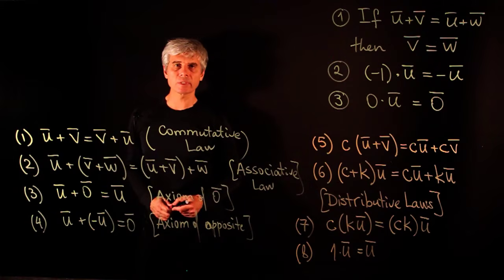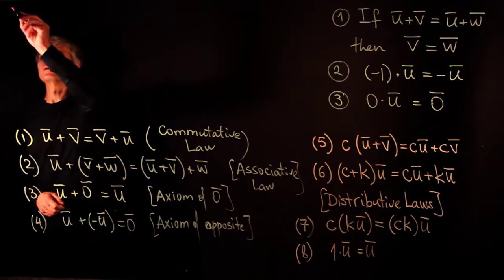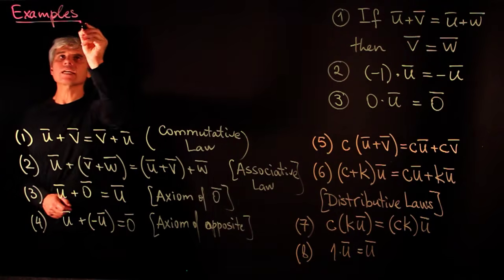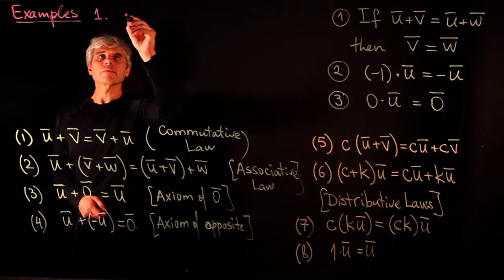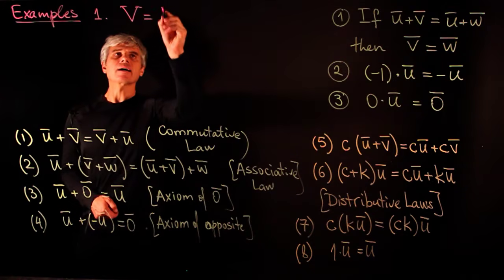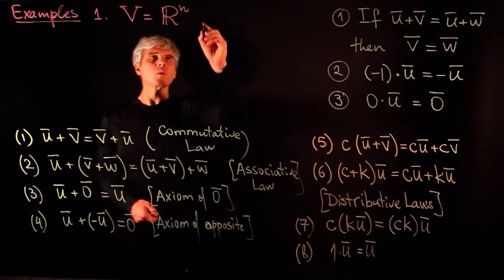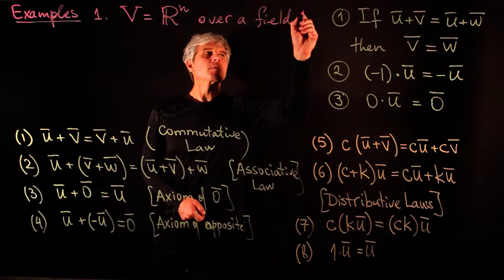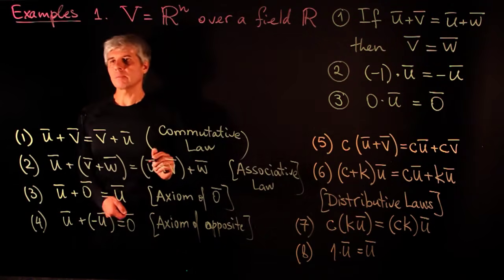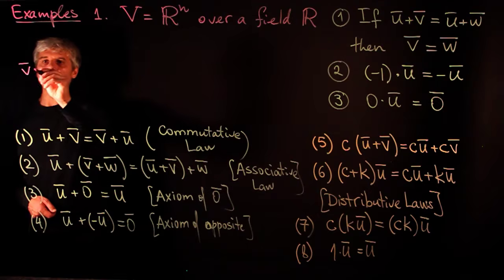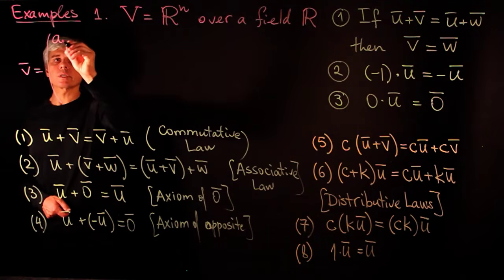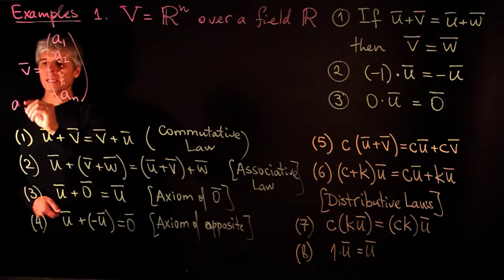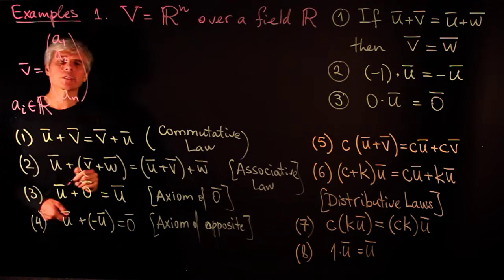Let us give examples of vector spaces. So our first example is the vector space Rn over a field of real numbers. So here, vectors in this space are n tuples of real numbers, a1, a2, an, where ai's are real numbers.